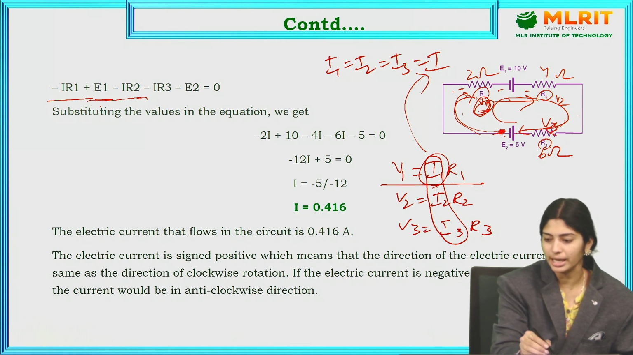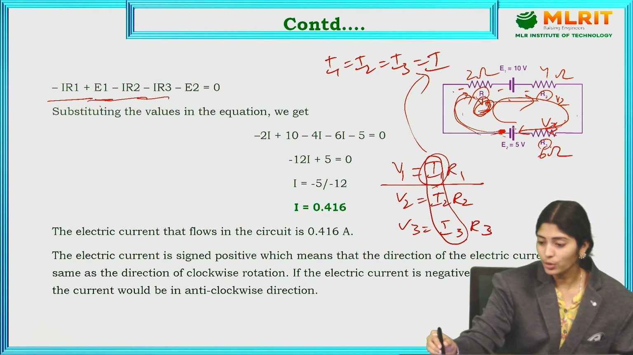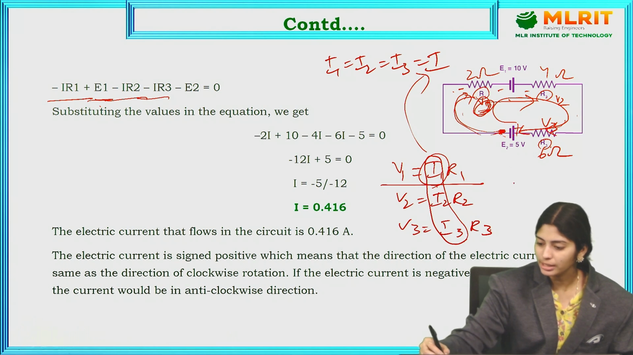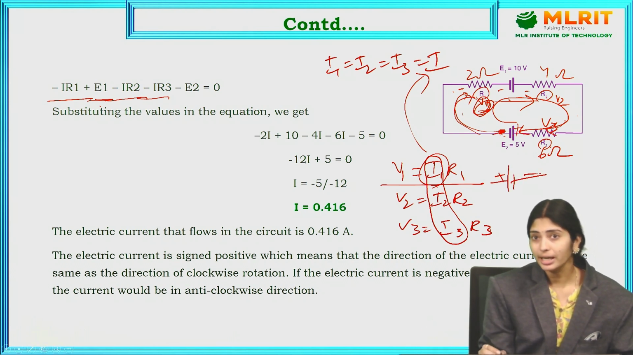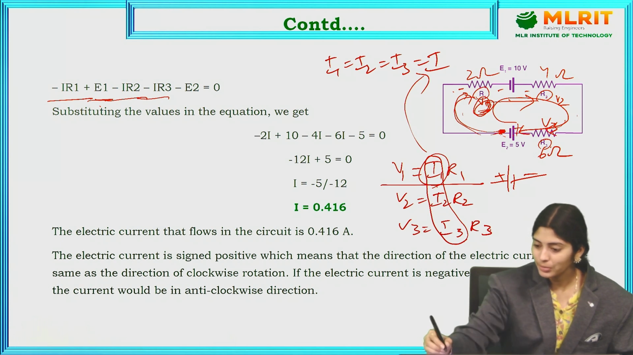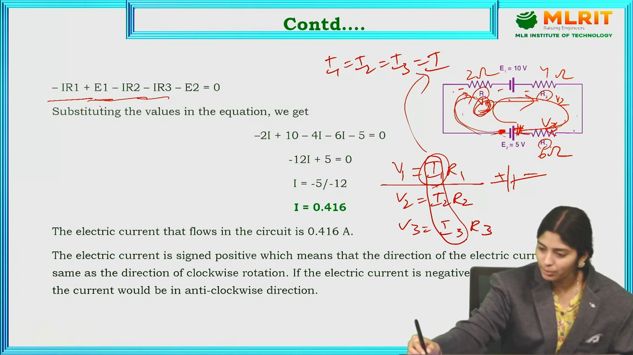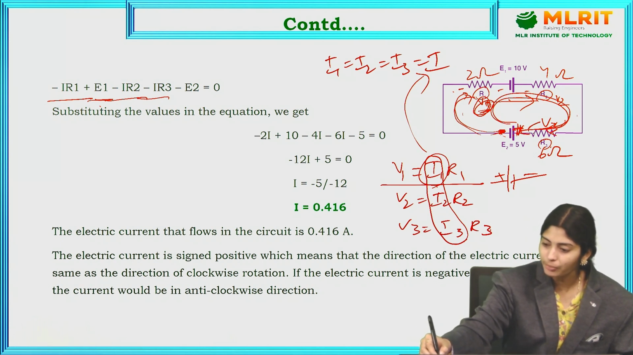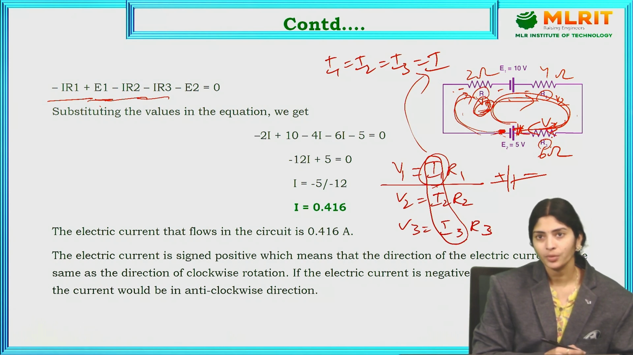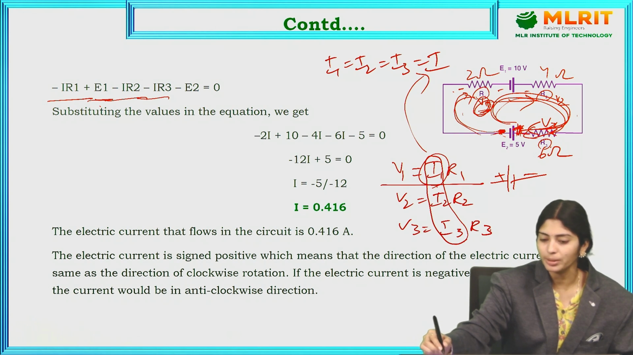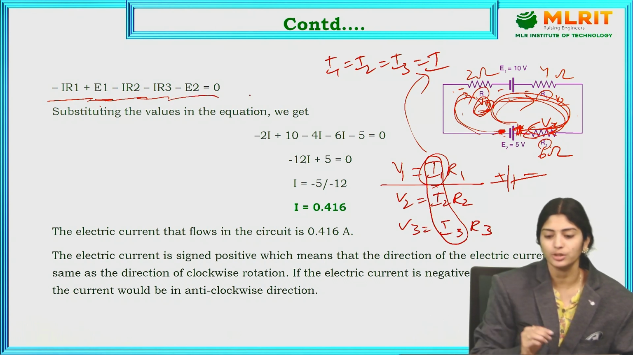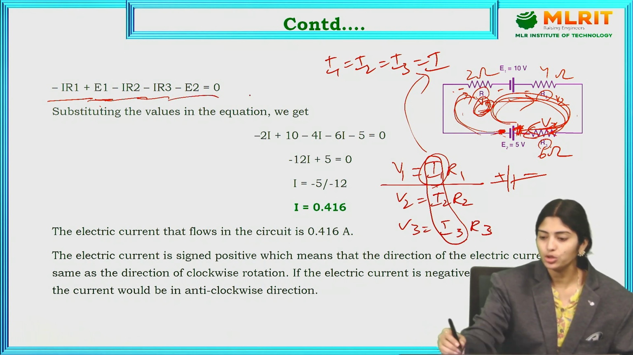So minus IR3. Here actually a positive sign will be there because this is the symbol of a battery, positive and negative. But here, as I am considering the symbols also, a positive sign will be there. Here the negative sign, from the negative sign we have considered. So if we are turning like this, here a positive value is there and a negative value is coming. So minus into plus means minus. So minus E2 is equal to 0. Now substitute all the values here.